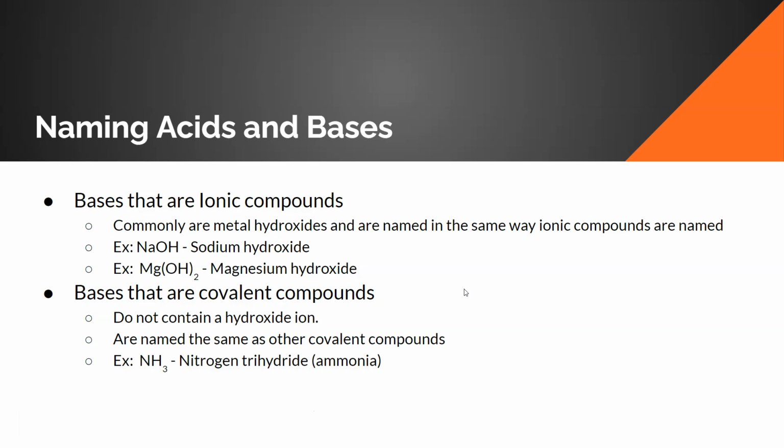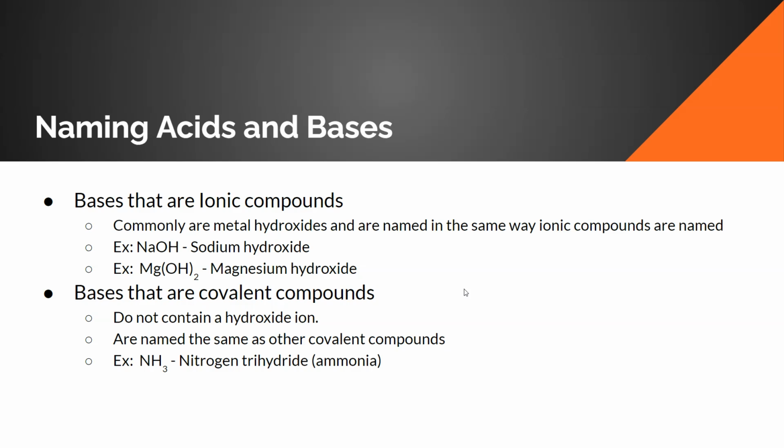With base nomenclature, the majority of the bases that you're going to encounter are metal hydroxides. And so they are treated the same way as any other ionic compound that has a polyatomic ion. Just in this case, the polyatomic ion is always hydroxide for the anion. So you just give the metal's name and then give the name hydroxide for the polyatomic anion. So NaOH would be sodium hydroxide. Mg(OH)2 would be magnesium hydroxide.